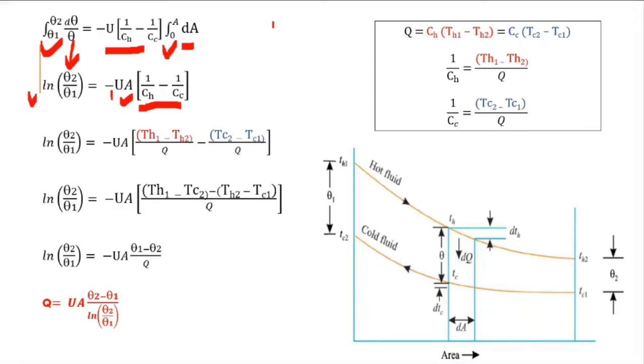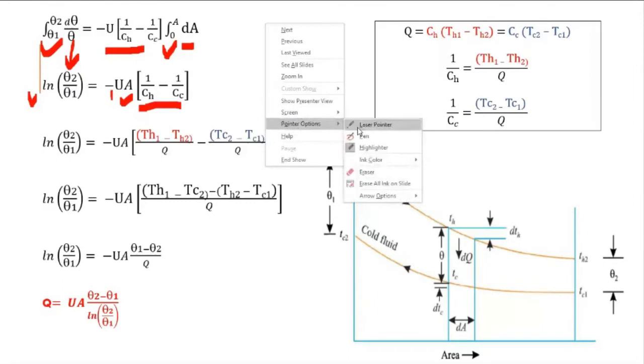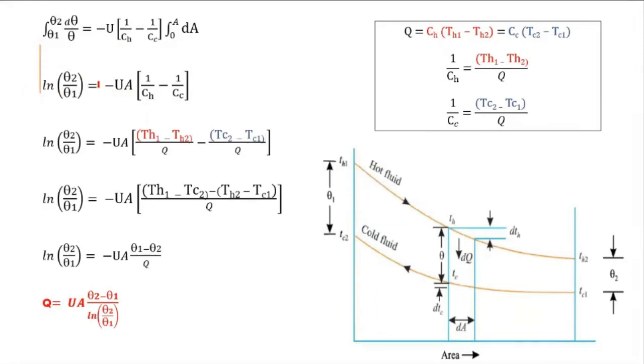So till now the derivation is similar to the previous derivation only. The same steps were followed for the previous derivation as well. Now in the previous derivation we substituted the value of 1 by Ch and 1 by Cc, so here also we are going to do the same thing.